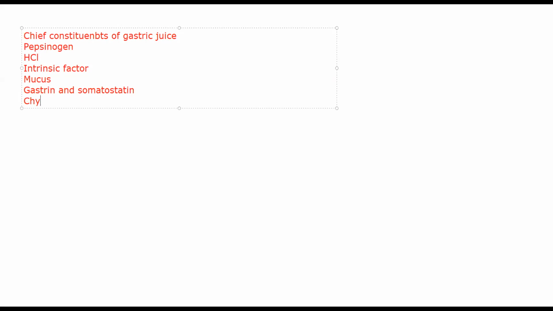You can find chymosin. Chymosin you can find in the stomach of young animals, not as much in humans. Chymosin or renin. This renin is spelled double N, not the renin secreted by your kidneys. It helps in coagulating milk. It is also called milk clotting gastric factor. These are the normal constituents. In a normal healthy individual, you should be able to find these.